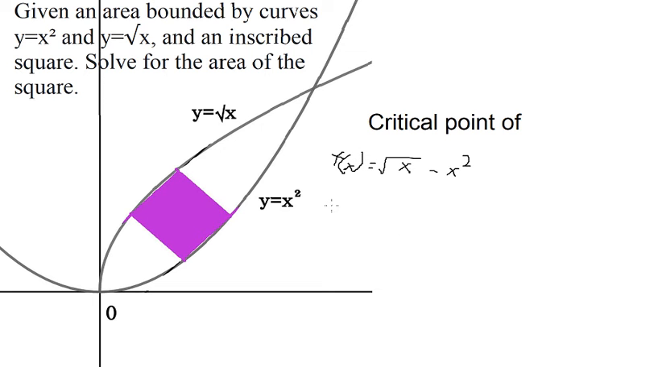So we need to first find the derivative of the function in here. You get 1 over 2 multiplied by the square root of x, minus 2x. So we set the derivative of the function f of x equal to 0. We put this one equal to 0 in here.